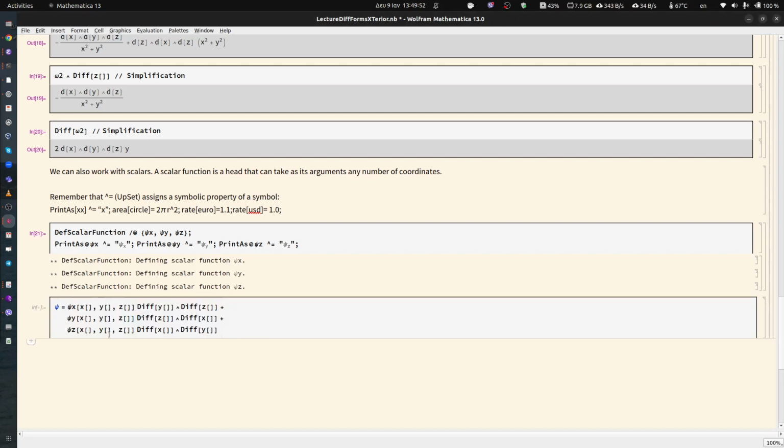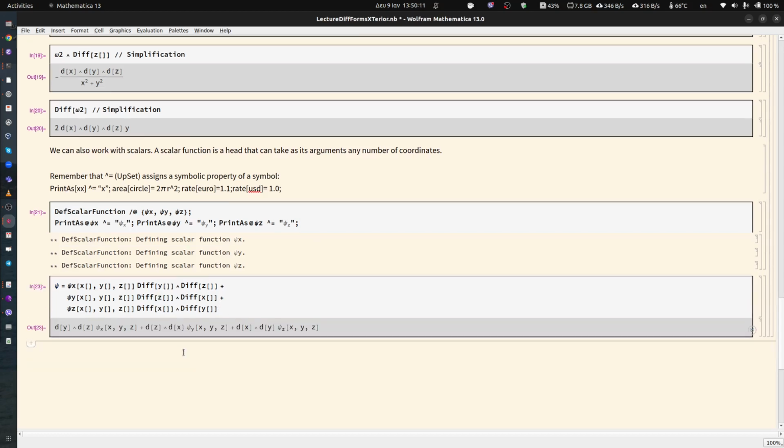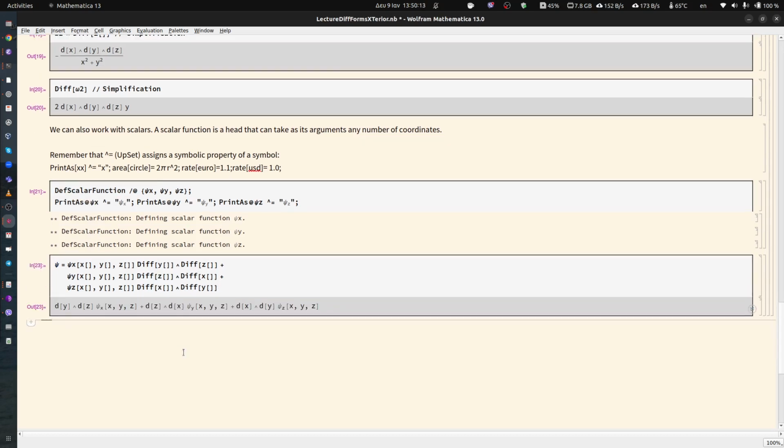So here is an expression that defines a 2 form using psi x, psi y, and psi z. You see that psi x, psi y, and psi z are the scalars multiplying dy dz, dz dx, and dx dy. It's easier to read by looking at the output. So you have psi x dy dz, psi y dz dx, psi z dx dy, and this is done in a cyclic way.